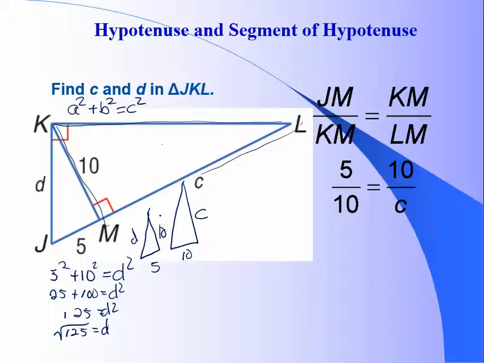We don't know the hypotenuse. And then if I do my large one with the same orientation, the short side is D. The long side we don't know. And the hypotenuse is 5 plus C. So I can set up a proportion here of corresponding parts to corresponding parts. So that's another method we can use here. 5 over 10 equals 10 over C. Only because these are similar triangles can I do that.